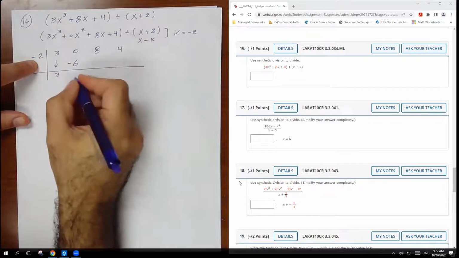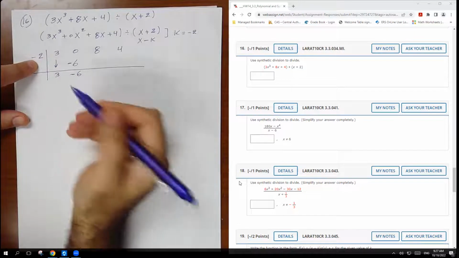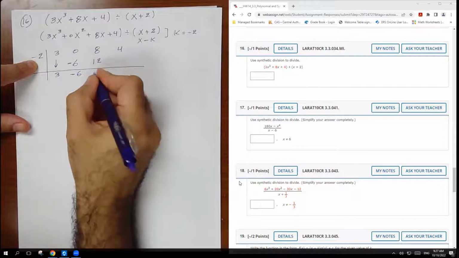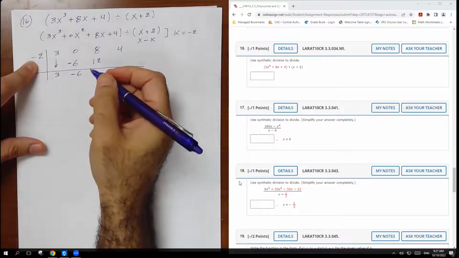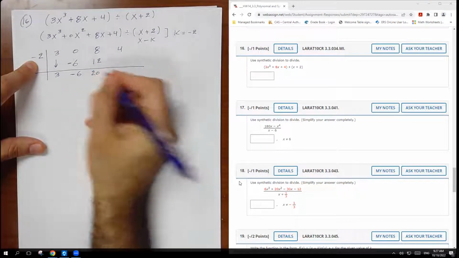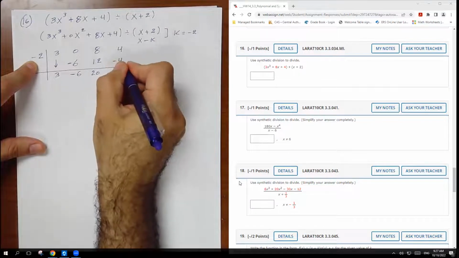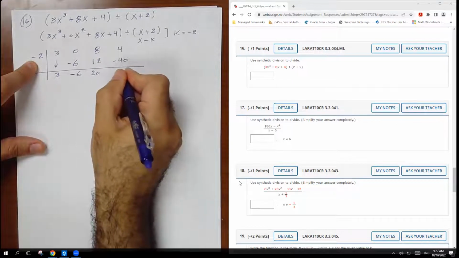Add these together, so it's going to be negative 6. Now, negative 2 times negative 6 is going to be 12. Add these together, it's going to be 20. Negative 2 times 20 is going to be negative 40. Add these together, so it's going to be negative 36.